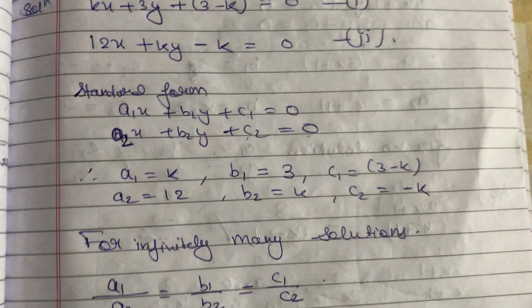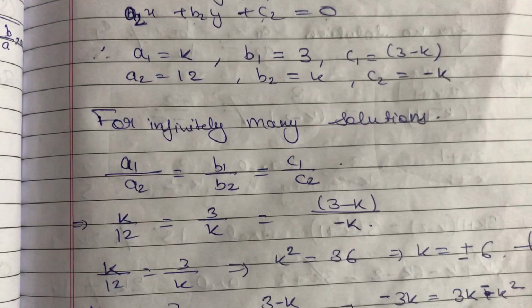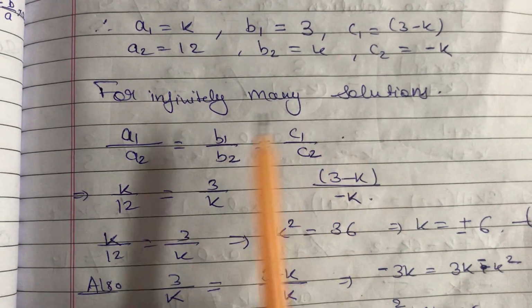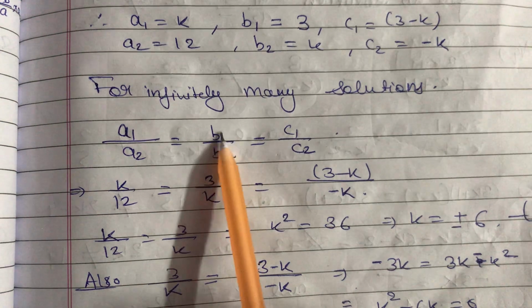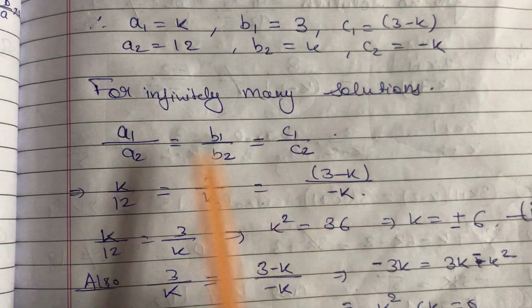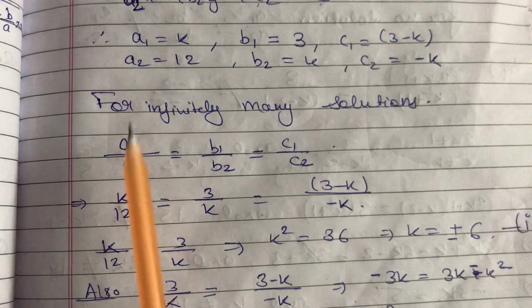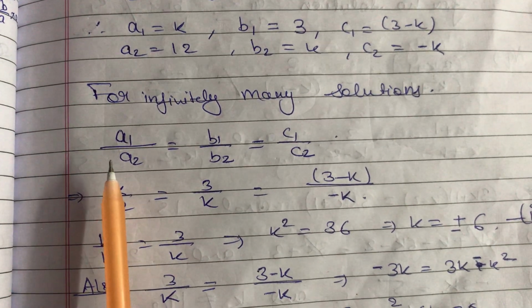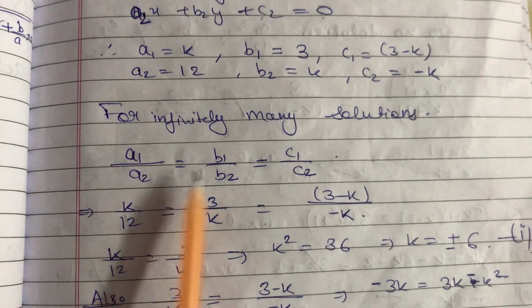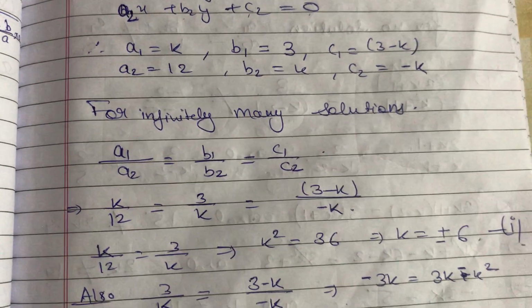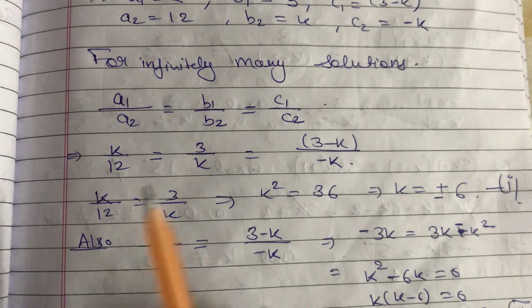Now, what is the condition for infinitely many solutions? The condition for infinitely many solutions is a1 by a2 equals b1 by b2 equals c1 by c2. If you have doubt in this, refer to my day 16 video. So this is the condition for infinitely many solutions. Now in place of a1, a2, b1, b2, c1, c2, substitute the values, and then try to solve.